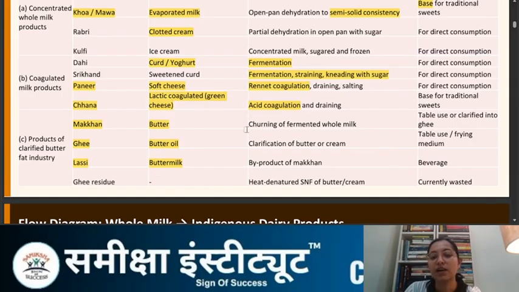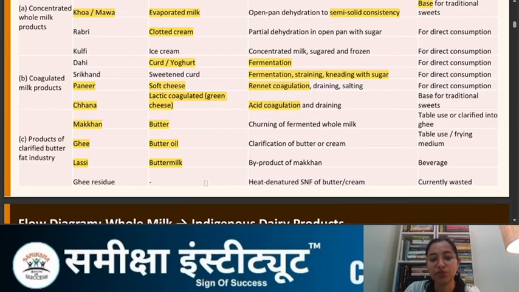So from milk, after fermentation and then churning of the fermented milk, the butter oil or the lassi will separate out, and all these can be used as a beverage as such for direct consumption. Ghee can be used, you know the different uses of ghee already, you know the different uses of makhan already. No need to learn all these kind of things. You can directly attempt these without learning. So these three table columns are very important.